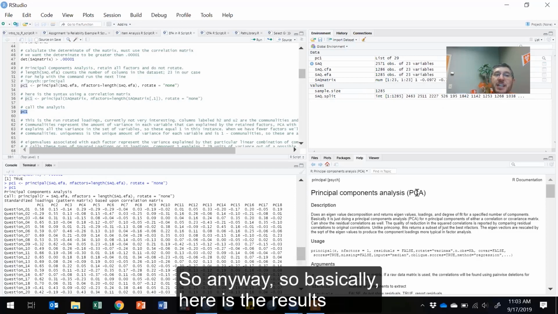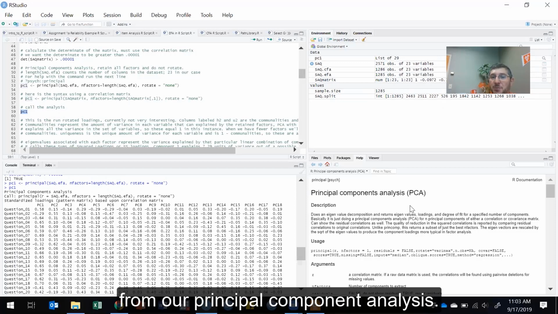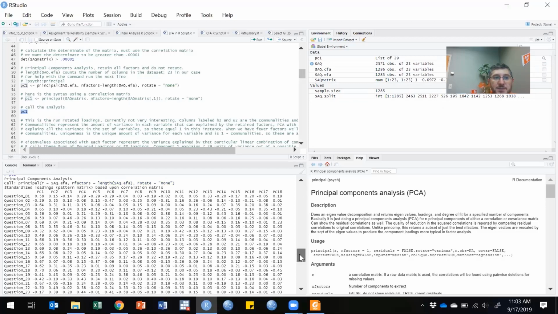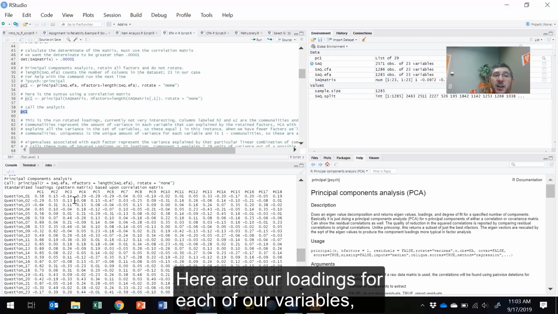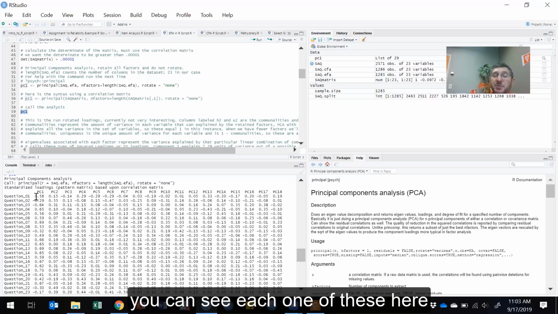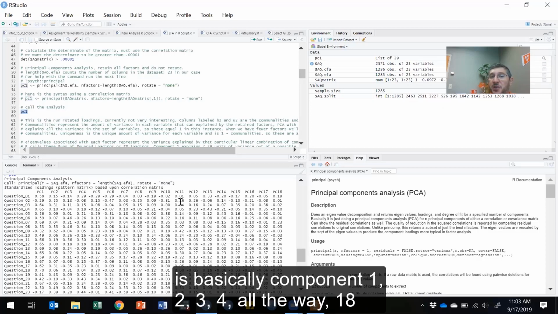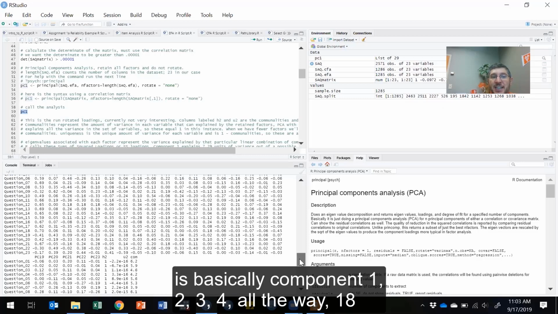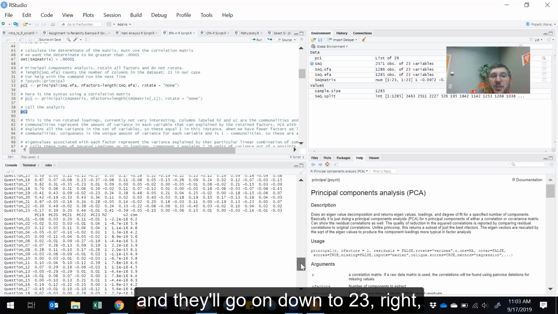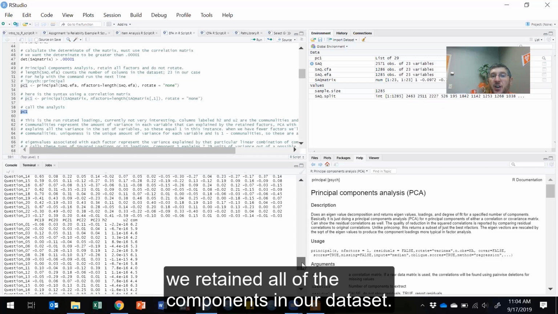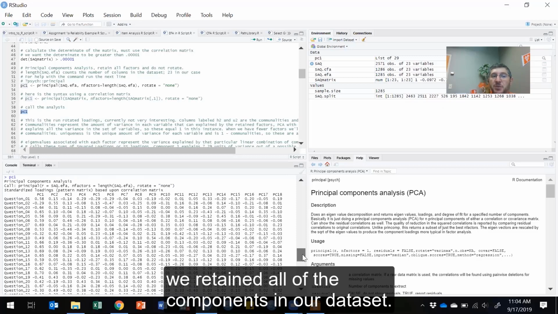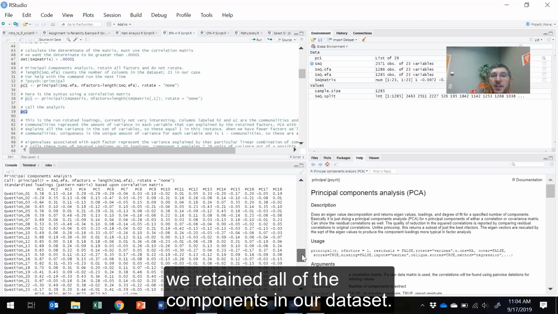So anyways, basically, here's the results from our principal component analysis. Here are our loadings for each of our variables. You can see each one of these here is principal component 1, 2, 3, 4, all the way to 18, and then they'll go on down to 23. We retained all of the components in our data set.